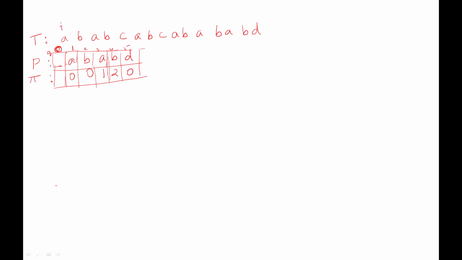Initially, when I is equal to 1 and Q is equal to 0, is there any match between the characters P of Q plus 1 and T of I? That is what we have to see.